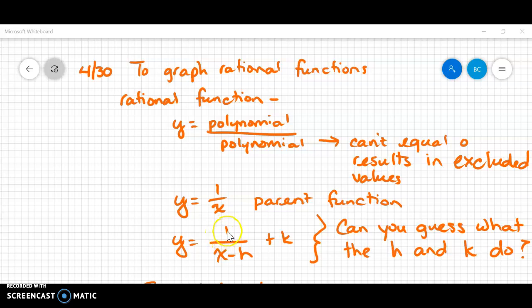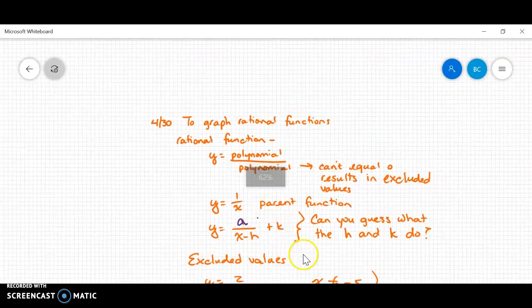I put 1 here because that's part of the parent function, but now that I'm looking back at my notes, this might have been better to be an a, to recognize that it doesn't have to be 1. So I'm going to put an a there. Think of all of the other equations, like when we had quadratic equations, we had ax squared plus bx plus c, and that a just made our graph a little tighter or a little wider. So the same thing would happen here. We're not going to do much with a values other than 1, but again, it just changes the shape a little bit. So let's dig into this excluded values piece of it a little bit more.